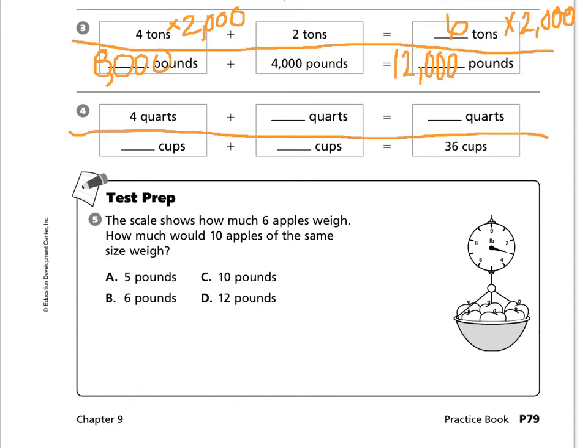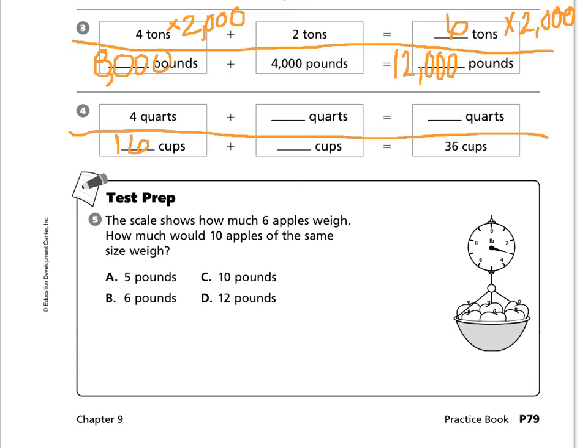For number 4, I kind of need to work backwards. I'm going to start with the first box where I have 4 quarts equals how many cups? Well, I know that 4 quarts is the same as 1 gallon, and I know a gallon has 16 cups in it. Now I'm going to go to the last box where I have 36 cups.